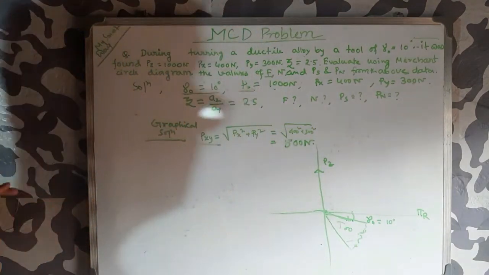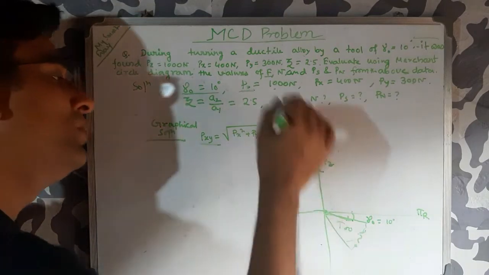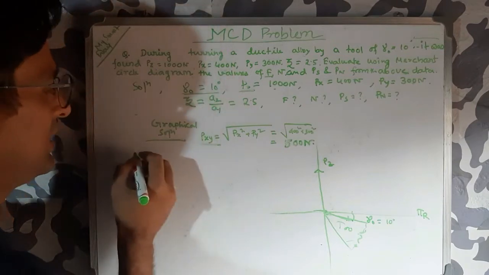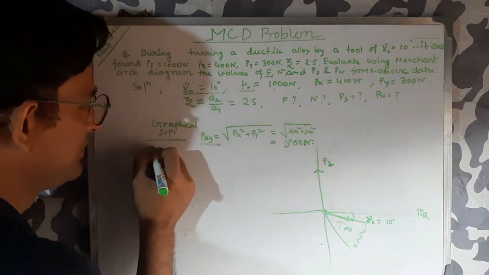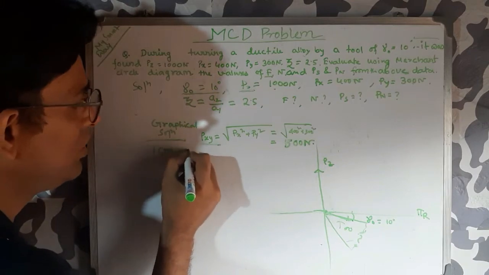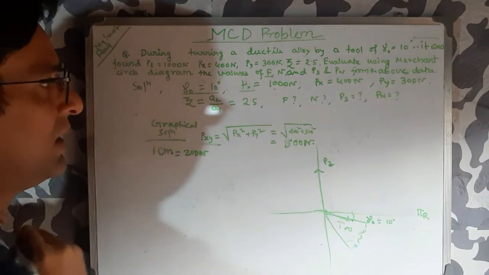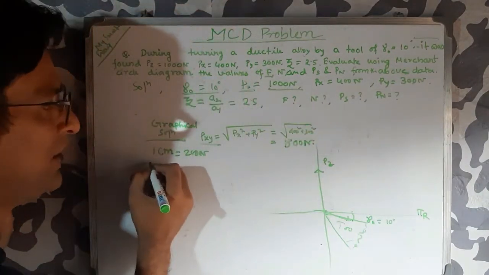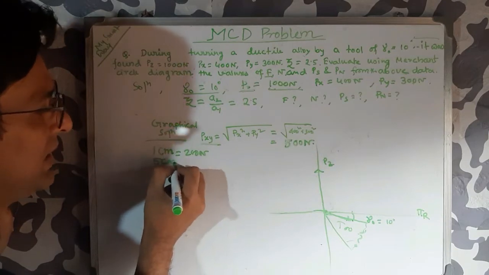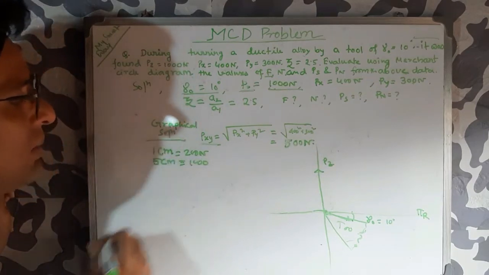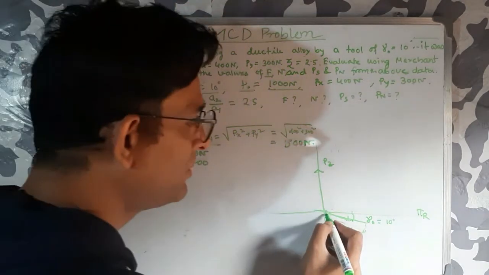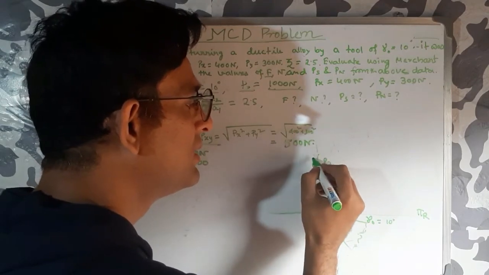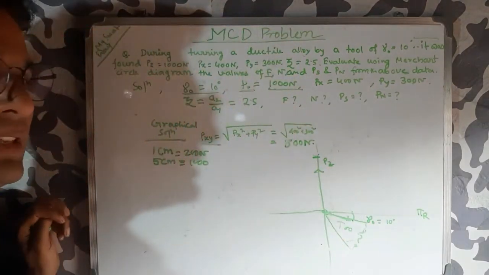Now you don't know how to draw the Pz. You know the direction, but you have to put the magnitude also. How to put the magnitude? See, consider 1 centimeter equal to 200 Newton. So Pz value is 1000 Newton, which means 5 centimeter. So draw a line from this point and cut it 5 centimeter, which will represent the value of Pz.